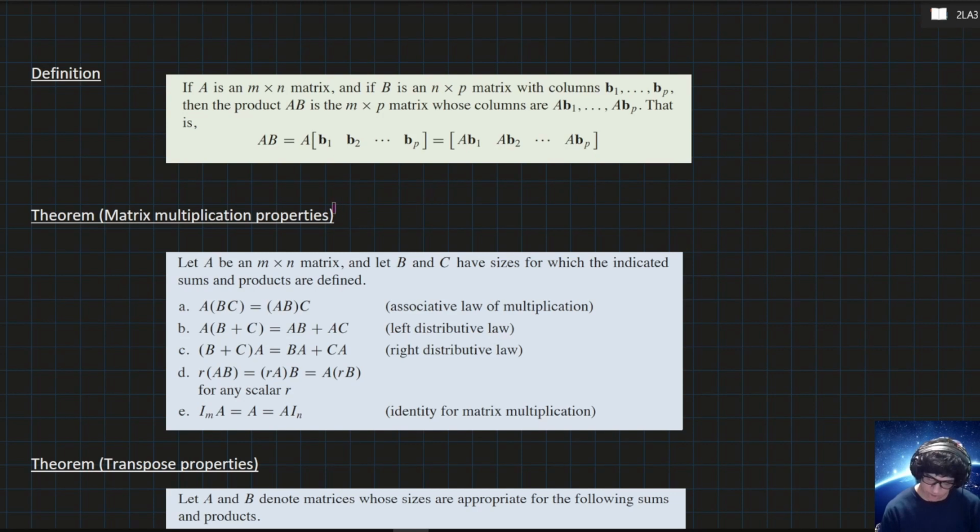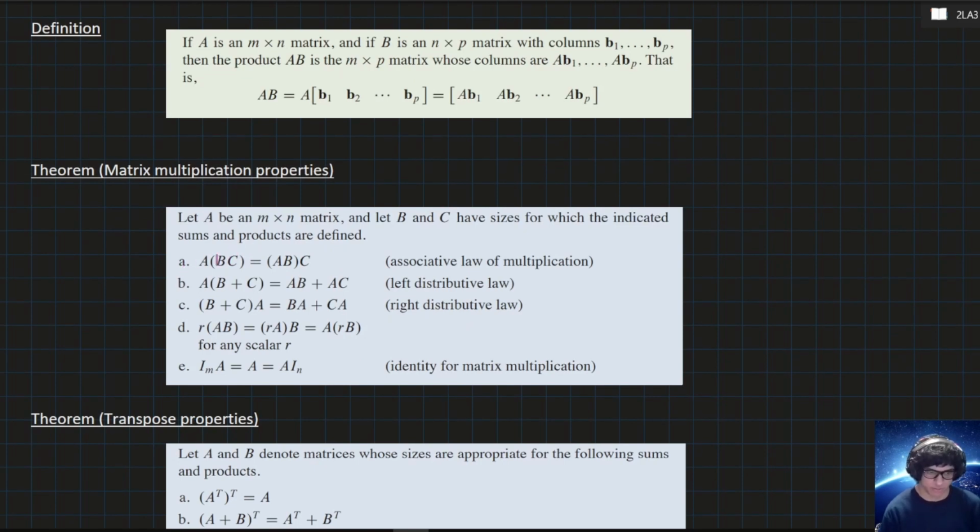So here are some properties of matrix multiplication. The first property is that it has an associative law. What that means is if you have A, B, C, you can bracket it as you like. In other words, you can compute BC first and then multiply it by A, or AB first and then multiply it by C, and you'll get the same result. That's as expected.